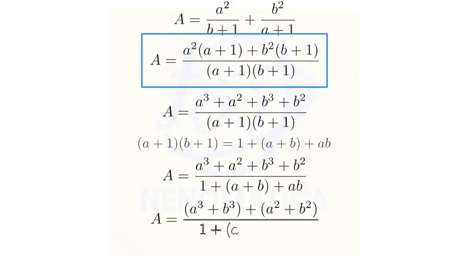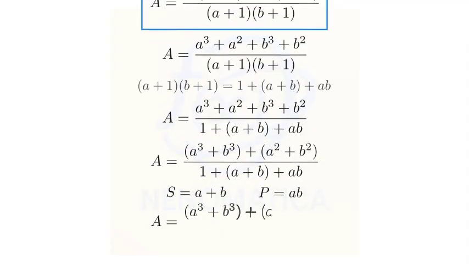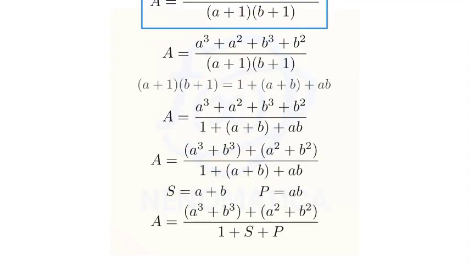Step 3. Group the numerator into power sums. That is, a cubed plus b cubed plus a squared plus b squared, all over 1 plus a plus b plus ab. Step 4. Introduce symmetric sums. Let s equal a plus b and p equal ab. We will rewrite the numerator and denominator using s and p.